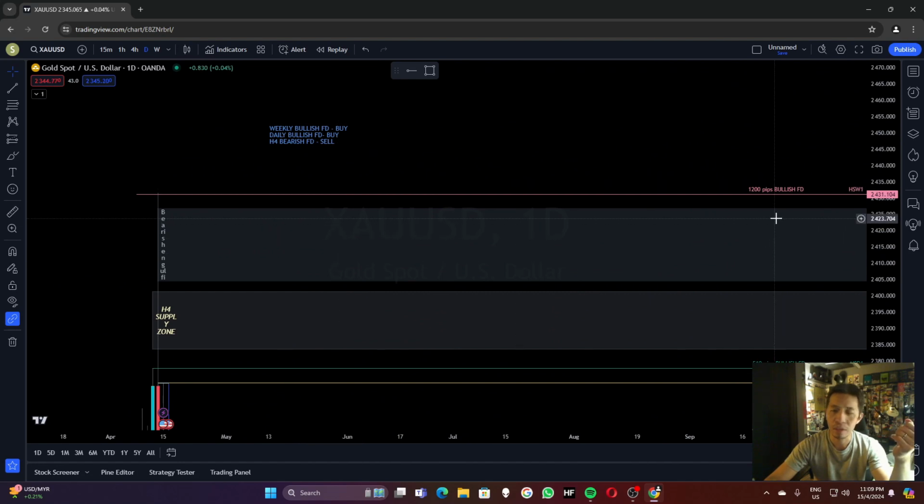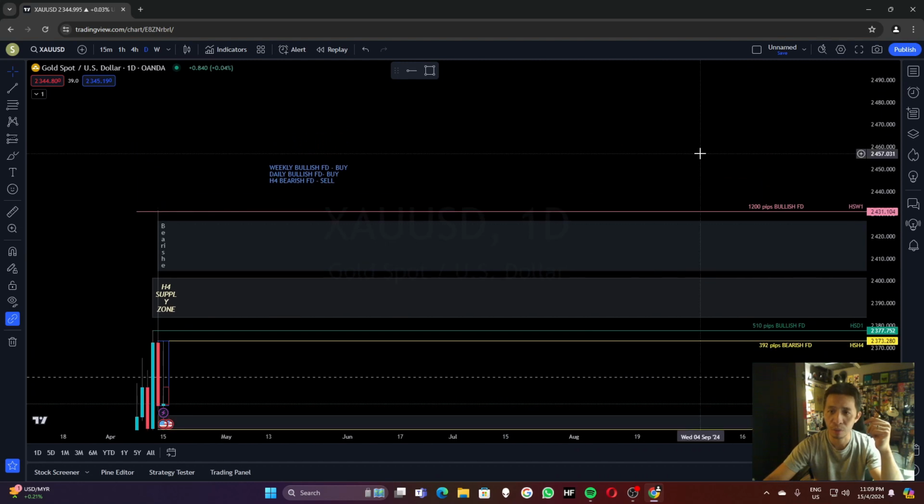Okay, weekly is 1200 pips. The magic number is 500. So this one is twice as much, 1200 pips. Confirm as a very strong bullish direction for the weekly buyers.